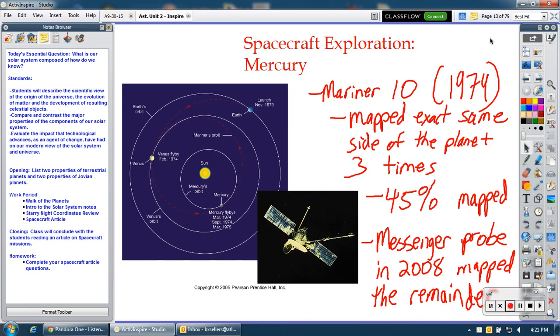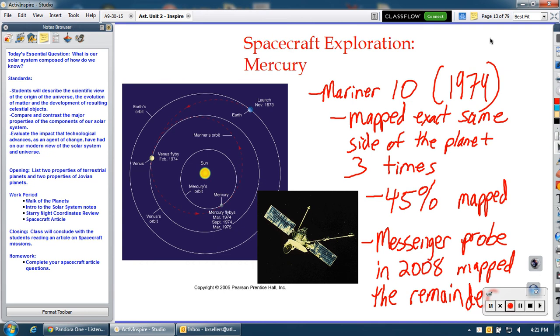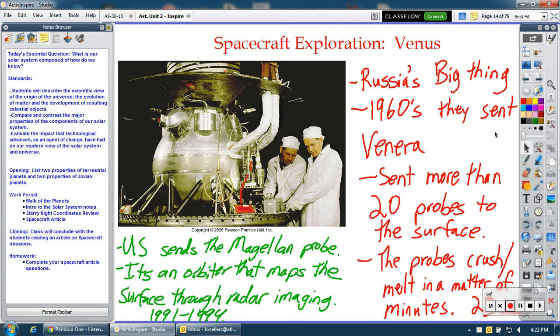So we're going to get into some spacecraft exploration. The Mariner 10 was the first spacecraft to map Mercury. So I break spacecraft exploration into planets. Mariner 10 mapped the same exact side of the surface three different times because celestial mechanics were not as well known as they are today. So we only knew about 45% of the planet until the Messenger probe was sent in 2008, and it mapped the rest of the planet.